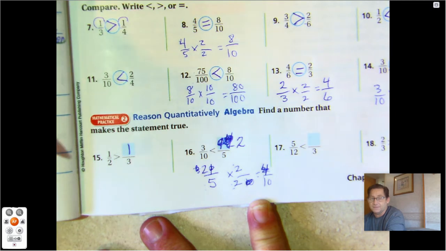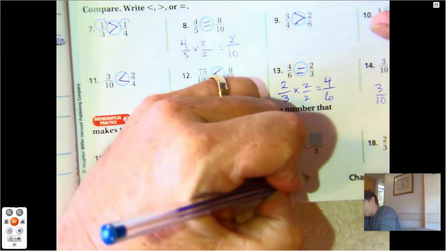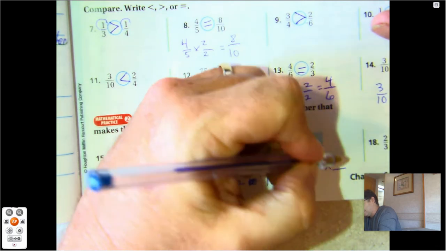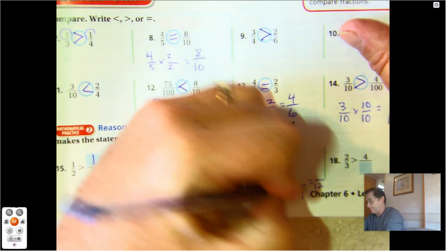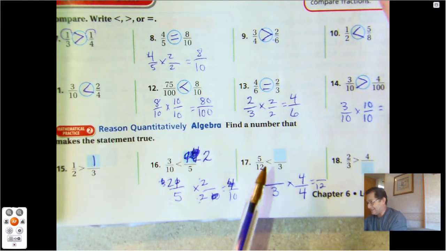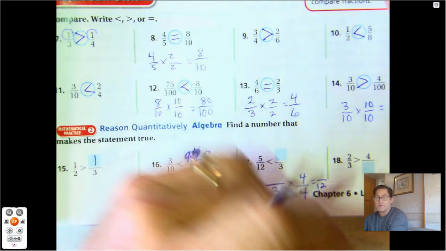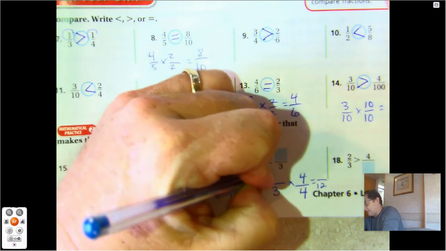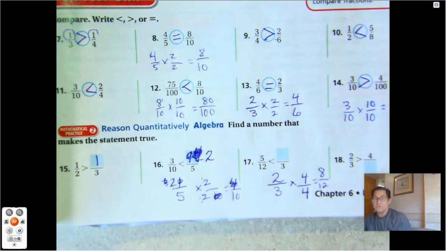All right. On number 17, we want to multiply a third by something that would give me 12ths. Well, I know it has to be 4, right? 4 times 3 is 12. Now, 5/12 is less than this. If I multiply by 1, that would make 5/12 greater because I would have 4/12. So that's not true. But if I make it a 2, 2 times 4 is 8. So 5/12 would be less than 8/12. So we can have 2/3 there.